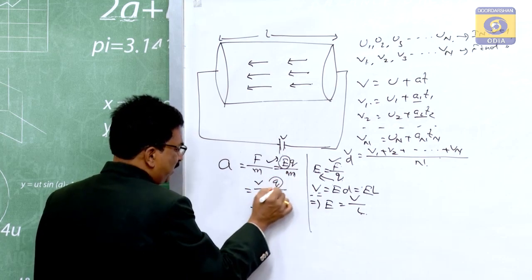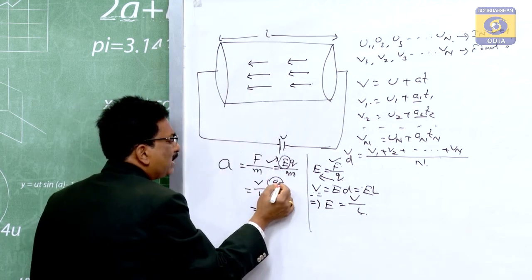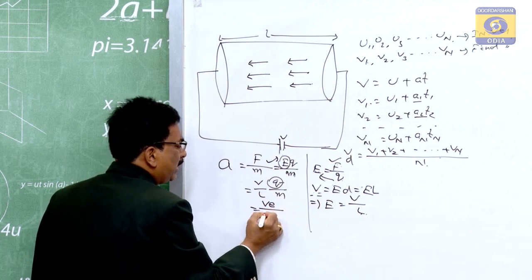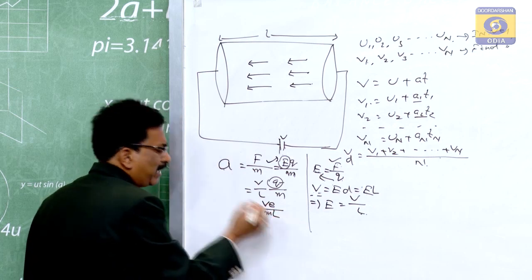Here Q is the charge. We are discussing an electron, therefore this charge Q is equal to e for an electron. So A is equal to V e by m L.